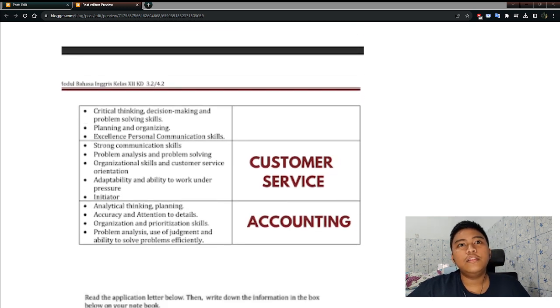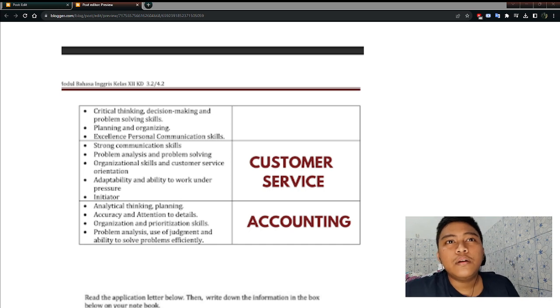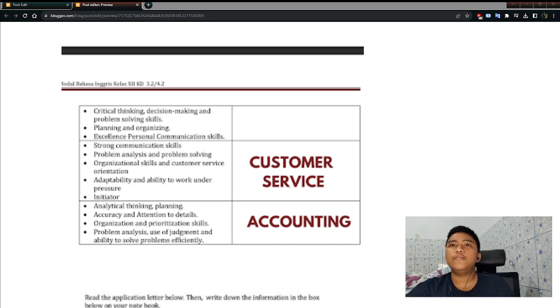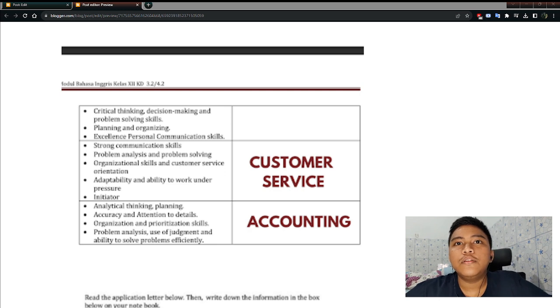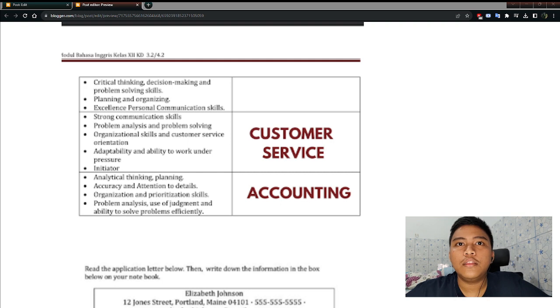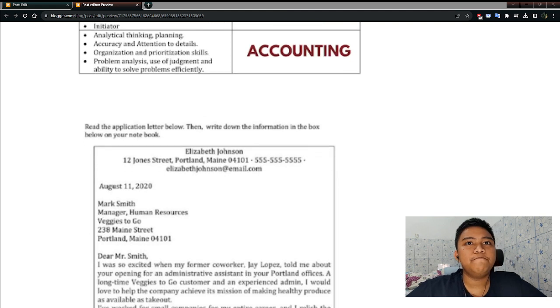The third one: strong problem analysis and problem solving, organizational skills, and customer service. Here they say customer service, so it's obviously a customer service job. And the last one: analytical thinking, planning, accuracy, attention to detail. The key skill is attention to detail, which is obviously an accounting position.